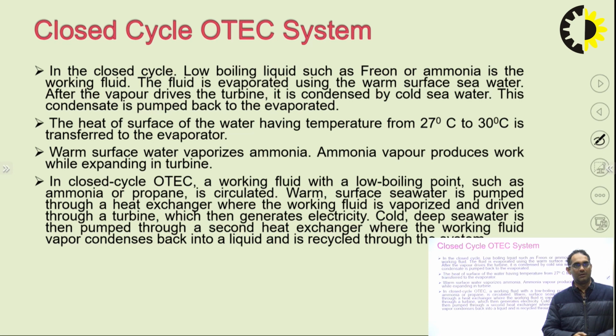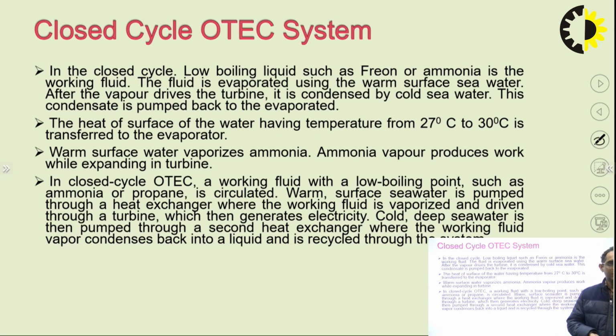Then next is the closed cycle OTEC system. In the closed cycle, a low boiling liquid such as freon or ammonia is the working fluid. The fluid is evaporated using the warm surface seawater. After the vapor drives the turbine, it is condensed by the cold seawater. This condensate is pumped back to the evaporator. The heat of the surface water, having a temperature from 27 degrees Celsius to 30 degrees Celsius, is transferred to the evaporator. Warm surface water vaporizes ammonia, and the ammonia vapor produces work while expanding in the turbine.